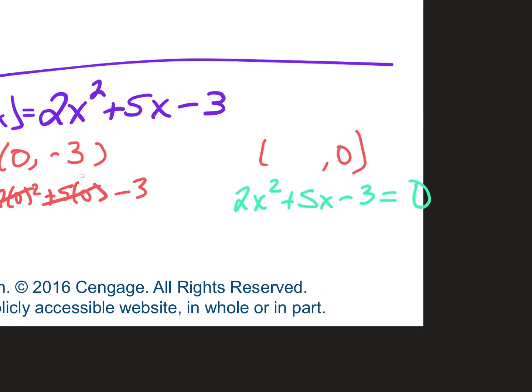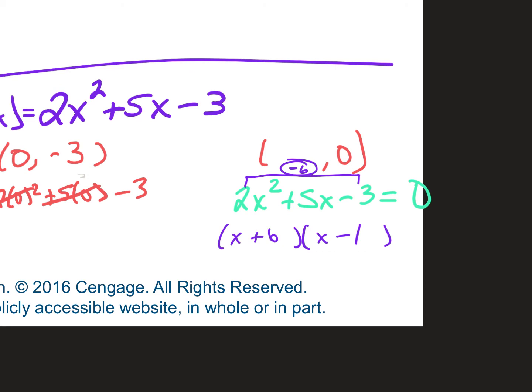This problem looks oddly familiar. How do I solve this? I have to factor it. First thing we ask ourselves is, is there a GCF between 2, 5, and 3? Okay, so a times c is negative 6. What are the factors of negative 6 that multiply to give me negative 6 but add to give me 5? So x plus 6 and x minus 1.